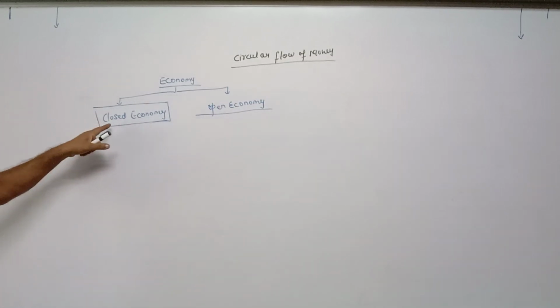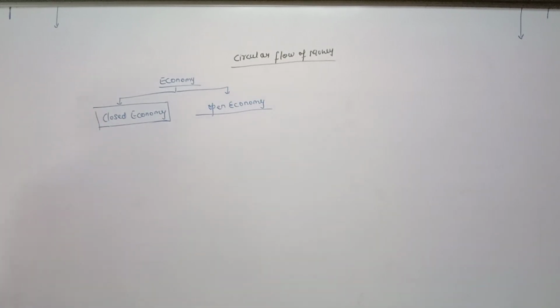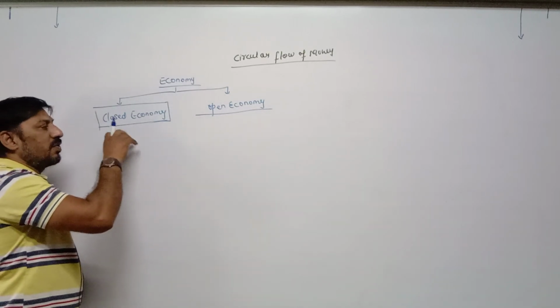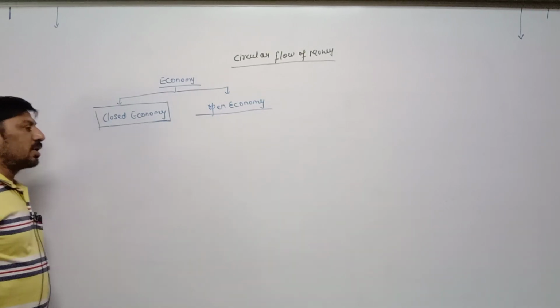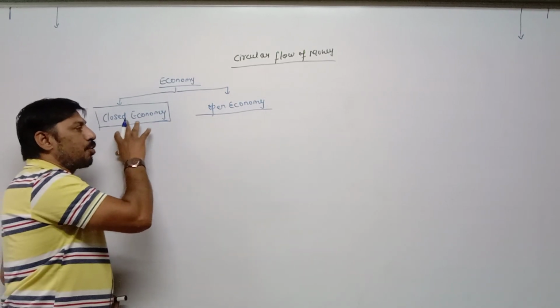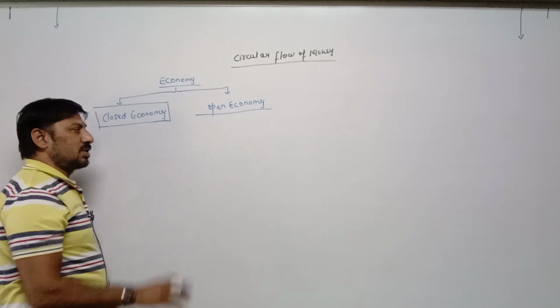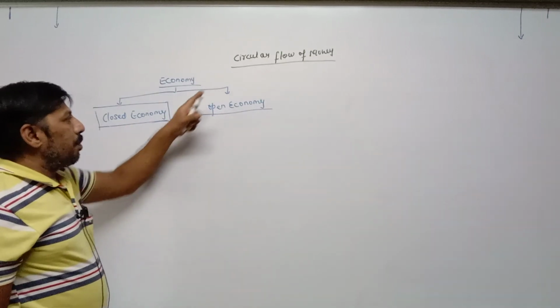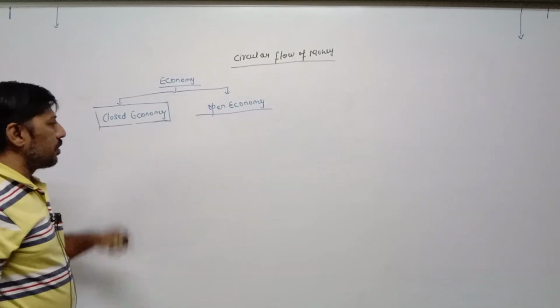That's why I am also explaining closed economy. Once again, the definition of closed economy: economies in which one particular country does not have any trade relation or political relation with another country, meaning neither are they importing goods nor exporting goods. Such an economy is called closed economy. So how does money circulate in a closed economy?